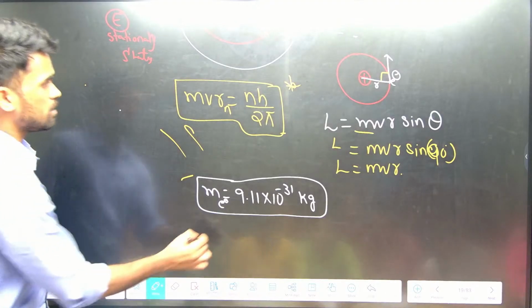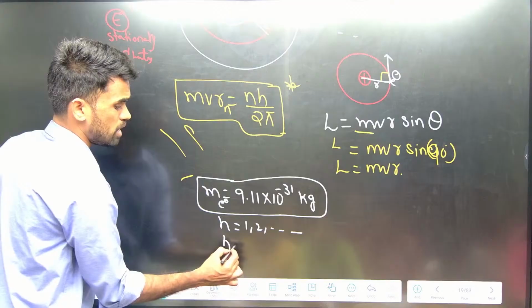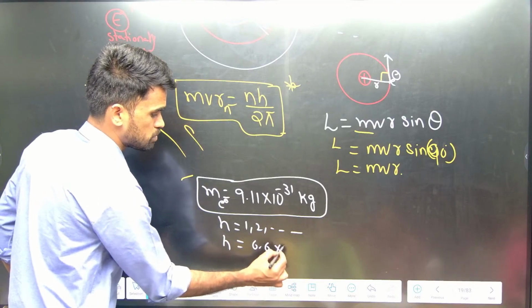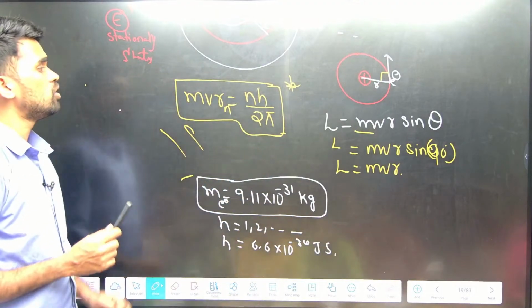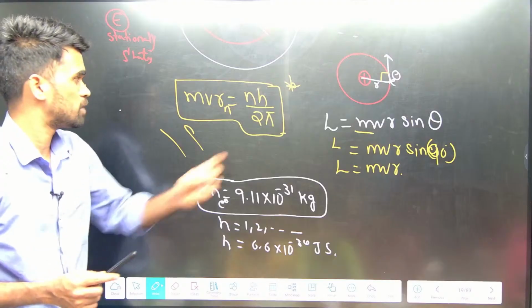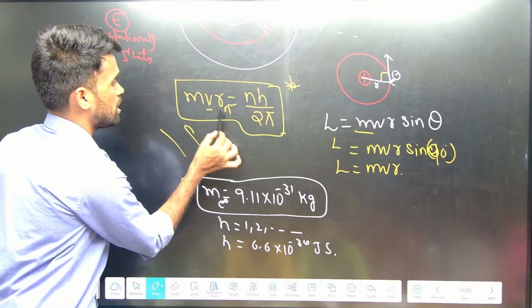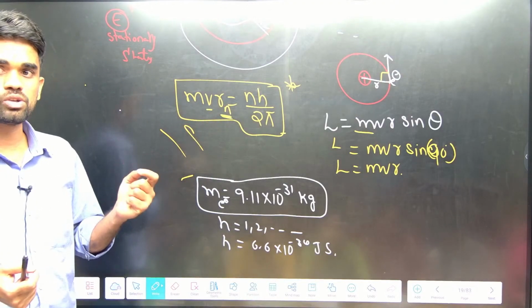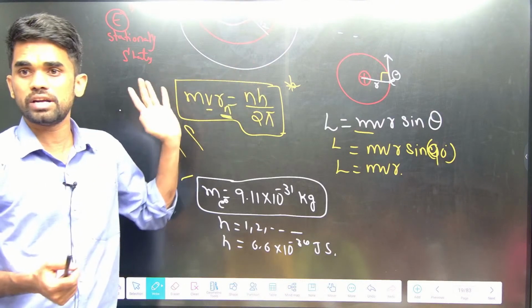Next, n can be, as I told you, 1, 2, 3, 4, and so on. Whereas h is Planck's constant, and its value we also know, 6.6 into 10 power minus 34 joule seconds. So what are the two other variables we have here? Pi is a constant. Now here we have velocity and radius. Using this equation we are going to calculate the radius of an orbit in which the electron is present.